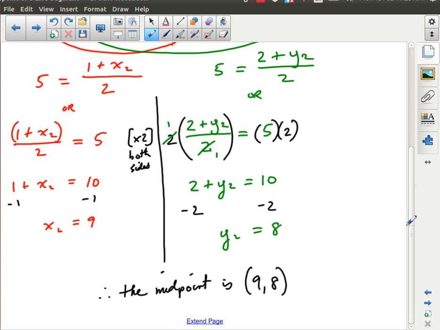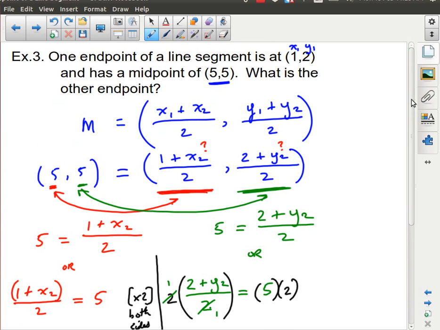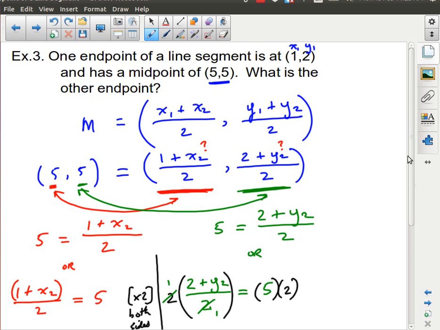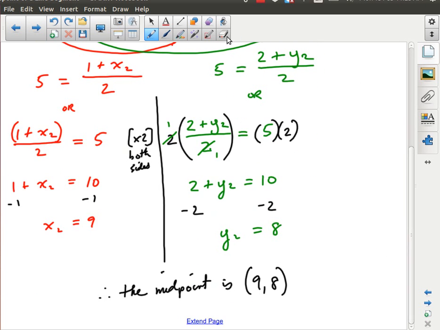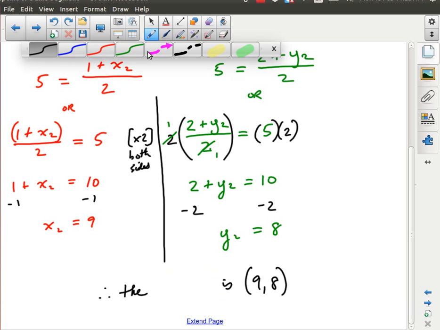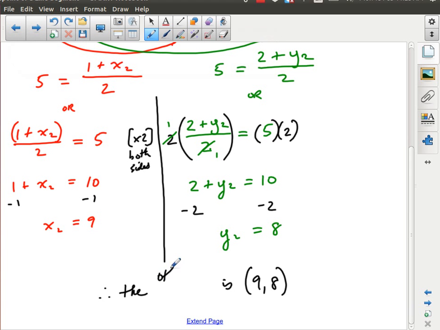And these are actually the points from one of our graphical examples before. The midpoint was 5, 5. One of the points was 1, 2. And you know what? I have messed up this. This is not the midpoint. Why didn't you correct me? You guys are supposed to be shouting at the screen right now. It's not the midpoint. It is the endpoint, or the other endpoint. The other endpoint is 9, 8. That's what we were asked to find.